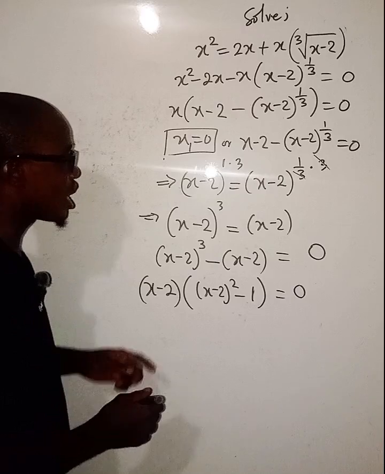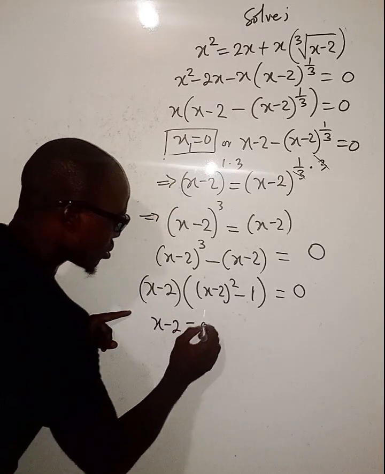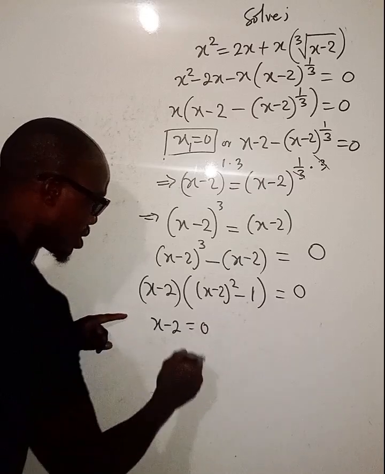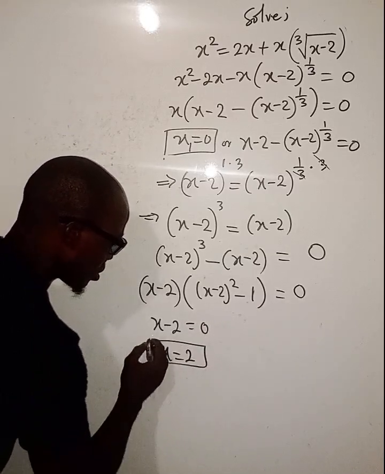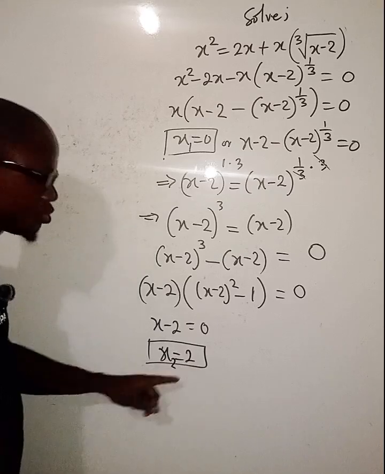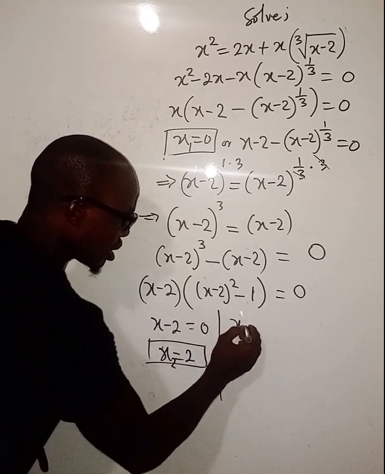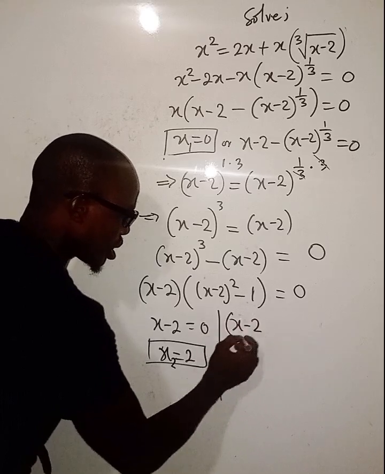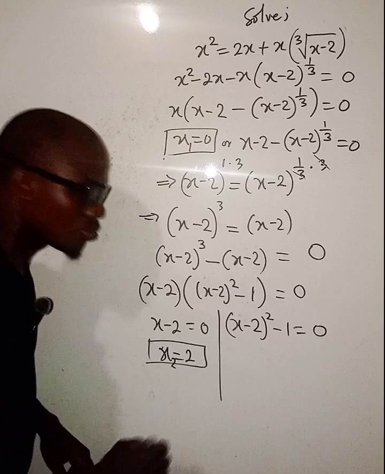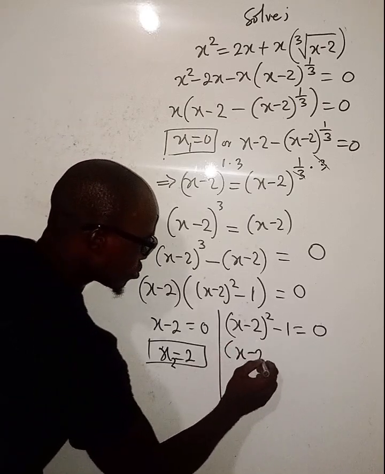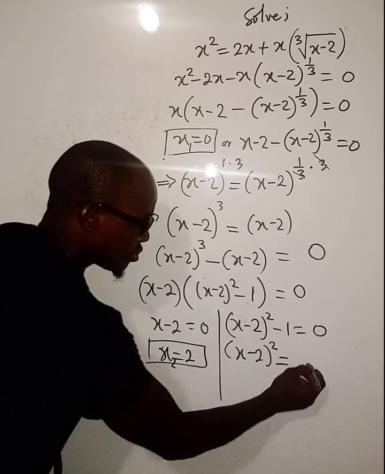Now the next thing, we have another solution here, because x minus 2 must be equal to 0. Then we're going to have x equals 2. So we have another solution, x2 to be 2. And here we have another equation that is formed: x minus 2 all squared minus 1 equals 0. So we transpose this to this side, we're going to have 1.